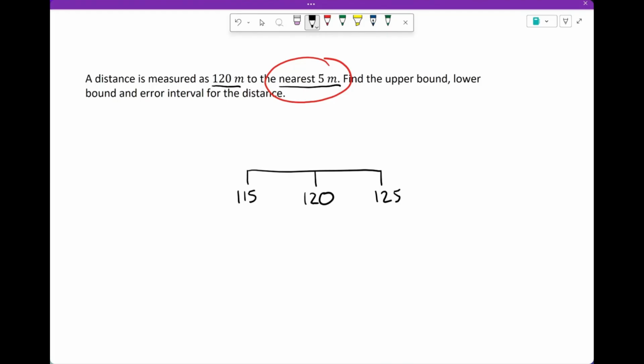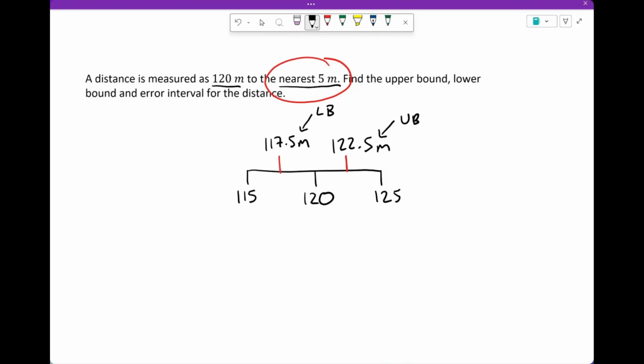Now my upper and lower bound will be my midpoints. Okay, so my upper bound will be this value here. My lower bound is this value here. So my upper bound would be the middle between 120 and 125. So that's going to be 122.5. So that's my upper bound, so I'm going to write UB. For my lower bound, the midpoint between 115 and 120 would be 117.5. So that is my lower bound. And we should include units, so I'm going to put meters here and meters there as well.